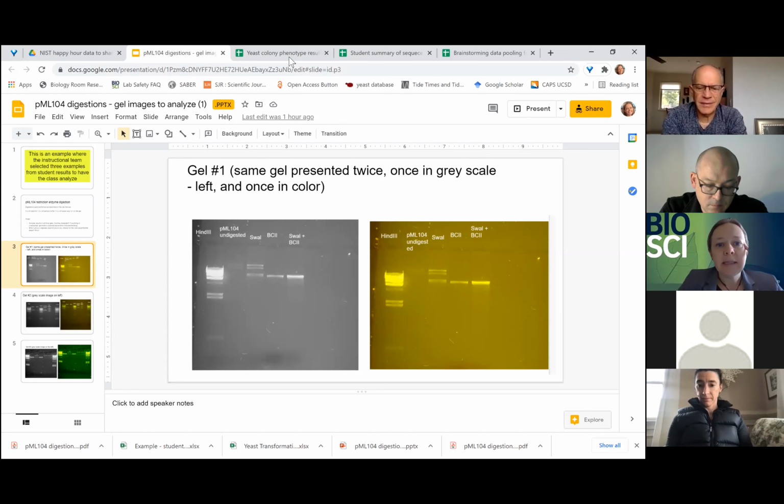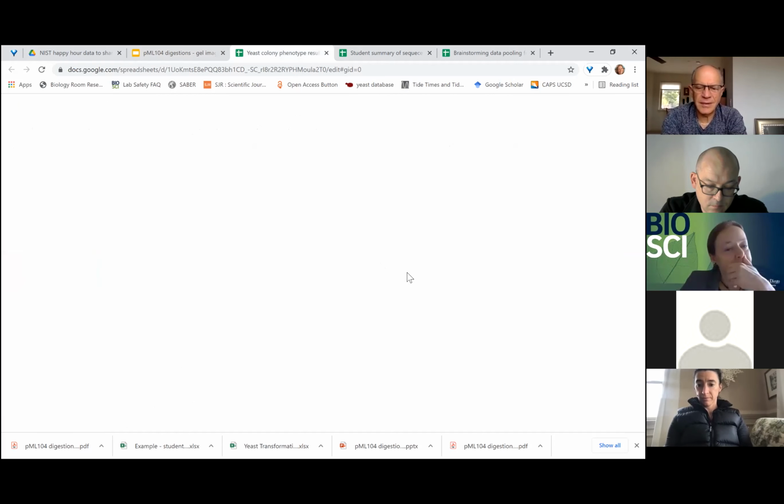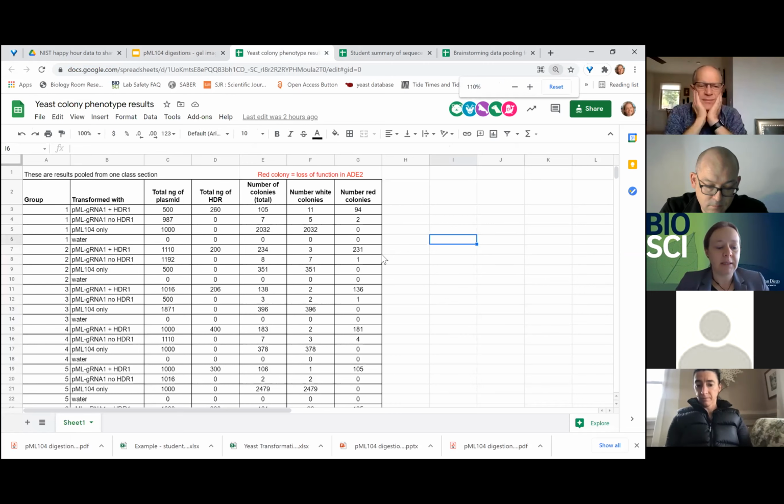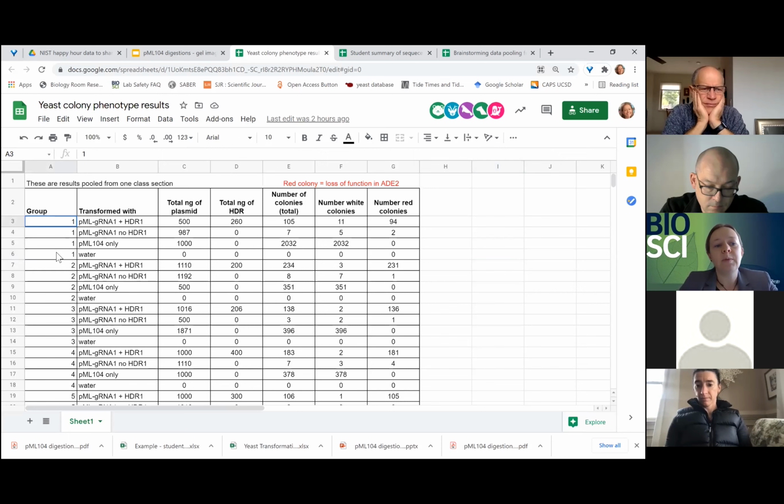Okay, so the second example, this is a spreadsheet. There we go, okay. And again, I don't want to get into the nitty-gritty details. The point here is that we had multiple student groups, so 1, 2, 3, 4, 5, and so on, and they each were repeating the same experimental conditions. There was 4 conditions. And so each group entered their results for those 4 conditions.